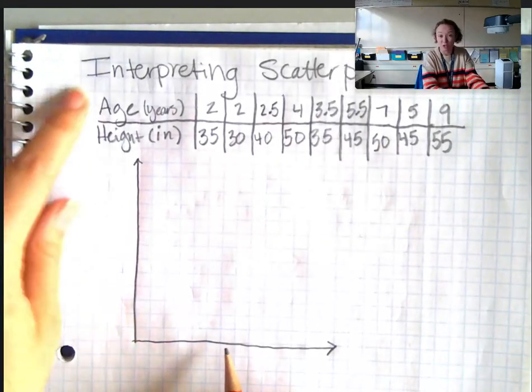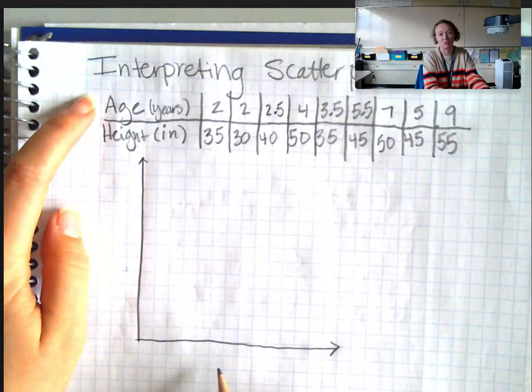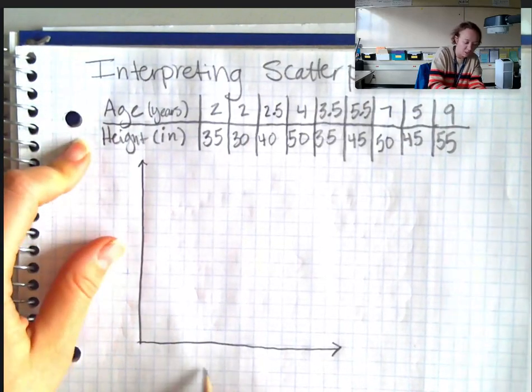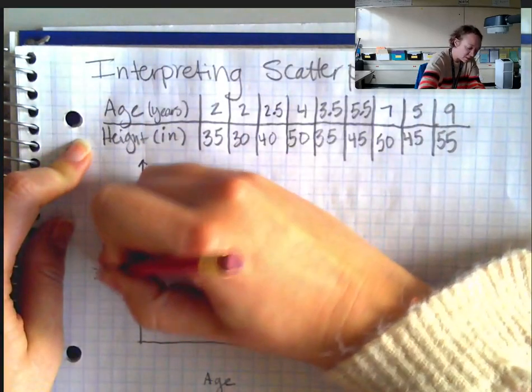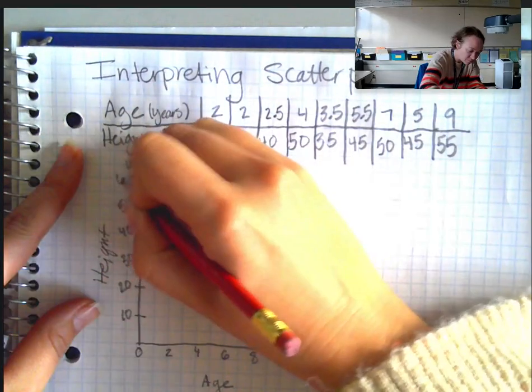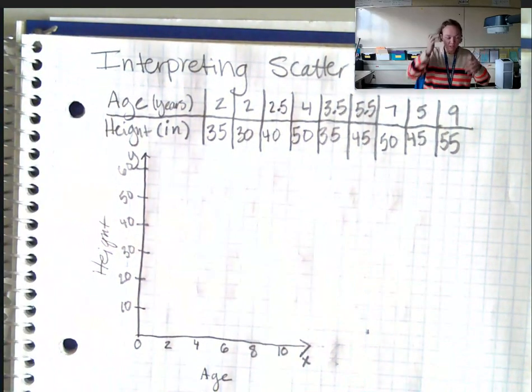The age is going to determine the height. We're not trying to use height to predict age. We're going to try and use age to predict height. So we're going to put age here and height here. Okay. So now to make a scatter plot, we're going to plot the points.